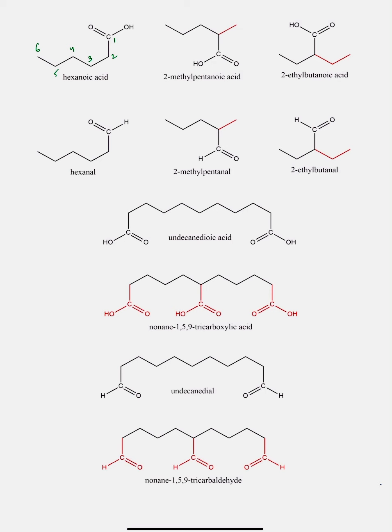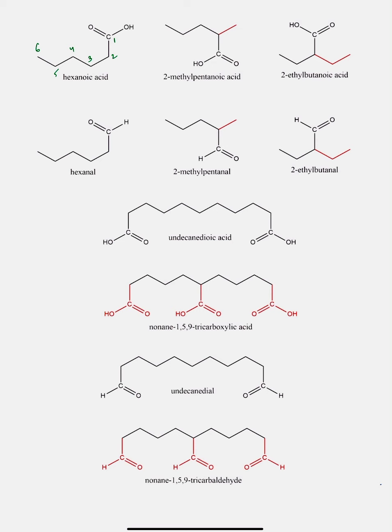So the names of the acids end with oic acid. So if you have 6 carbons, it's hexanoic acid. If you have 7 carbons, it's heptanoic acid. If you have 5 carbons, it's pentanoic acid. And 1 carbon is methanoic, 2 carbons ethanoic, and so on and so forth. Now let me look at the second structure.